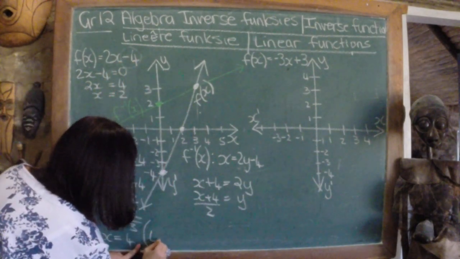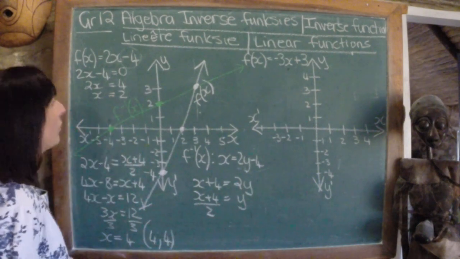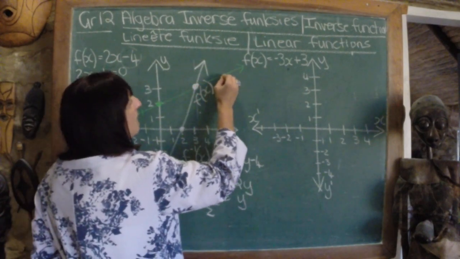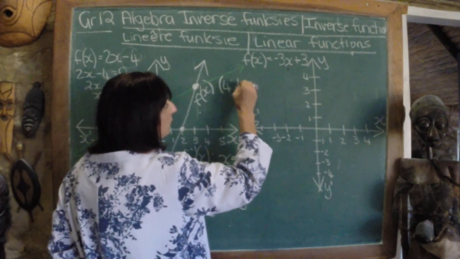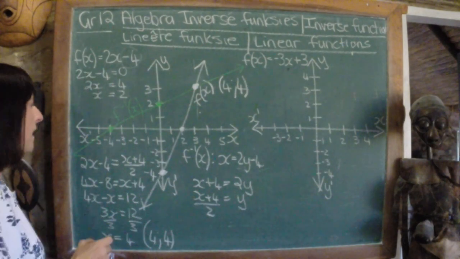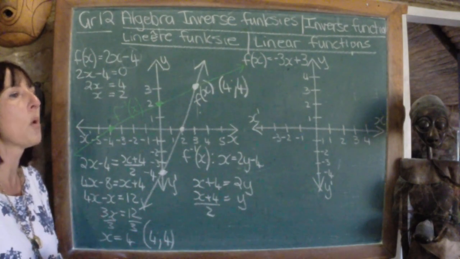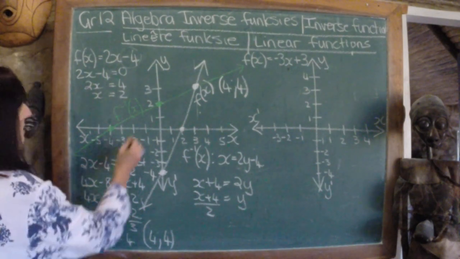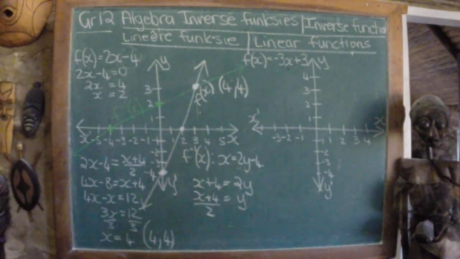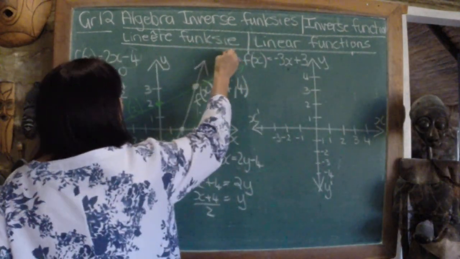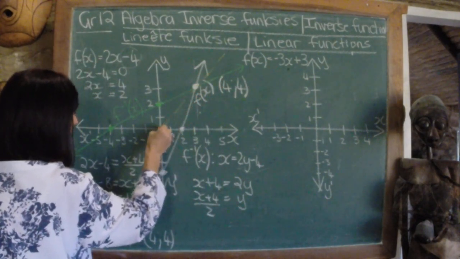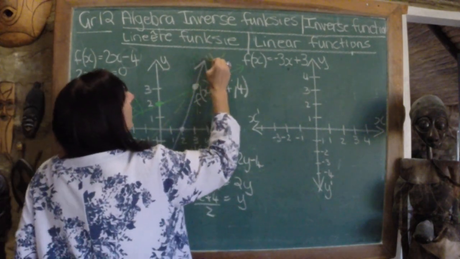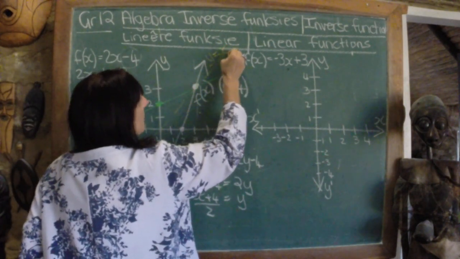This point of intersection, that's the coordinate for 4, must lie on a very important, very important axis. So that axis, I'm going to show you in yellow. That axis in yellow is the y equals x axis.